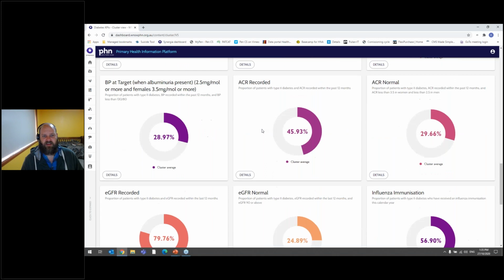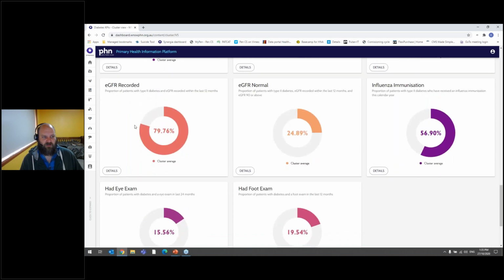Next, we have, obviously, whether the ACR has been recorded and those that have a normal ACR, again looking at the difference by gender of 3.5 for women and less than 2.5 for men. And we've got the estimated glomerular filtration rates, those that are normal.